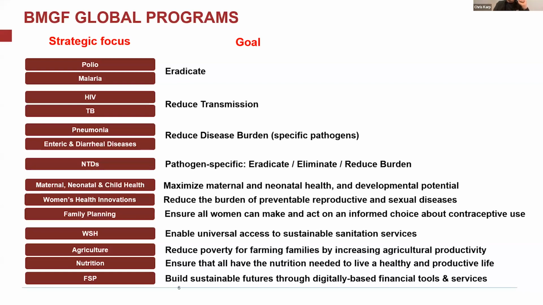On the right-hand side, I've put the very highest line goals of these various strategies. So for polio and malaria, it's eradication. For HIV and TB, it's acceleration of the ongoing reduction in transmission rates. For the next two, syndromic diseases and those under the age of 2, it's reduction of disease burden against specific pathogens that cause the greatest burden of disease.